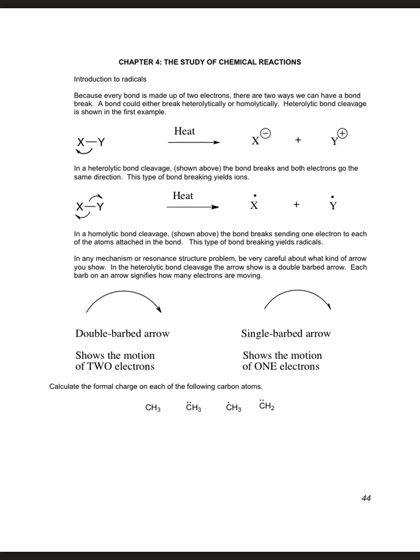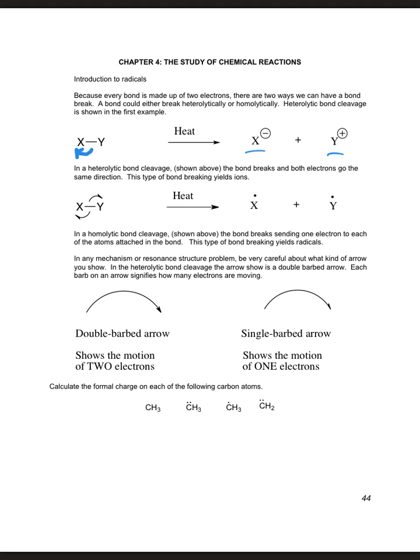And as we have said before, we have the one type of arrow where both electrons in the bond are going one direction, so we draw the double-headed arrow. And if that bond broke, we'd have an X minus and a Y plus for it. And it's a heterolytic bond cleavage where all the electrons go one direction.